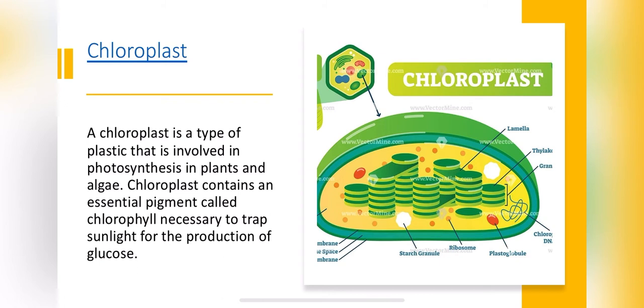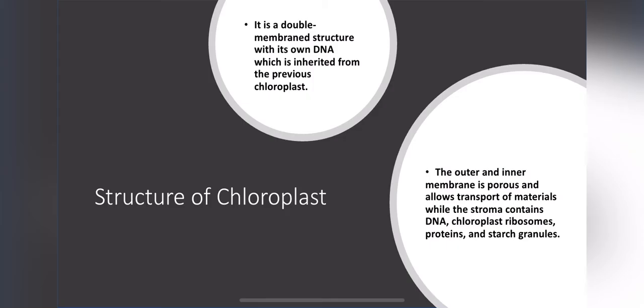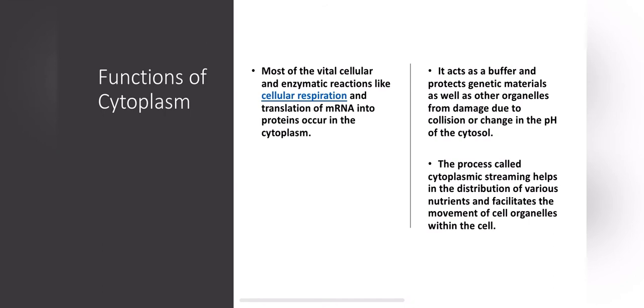Next one is chloroplast. A chloroplast is a type of plastid that is involved in photosynthesis in plants and algae. Chloroplast contains an essential pigment called chlorophyll, necessary to trap sunlight for the production of glucose. Structure of chloroplast. It is a double membrane structure with its own DNA, which is inherited from the previous chloroplast. The outer and inner membrane is porous and allows transport of materials, while the stroma contains DNA, ribosomes, proteins and starch granules.